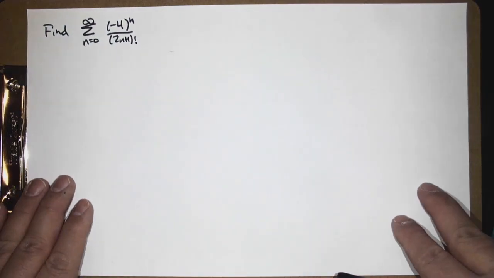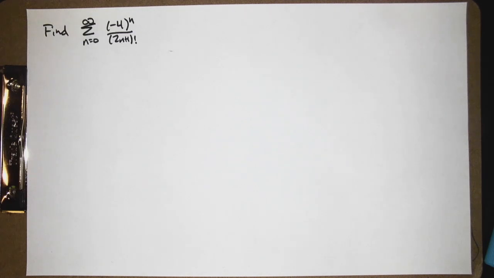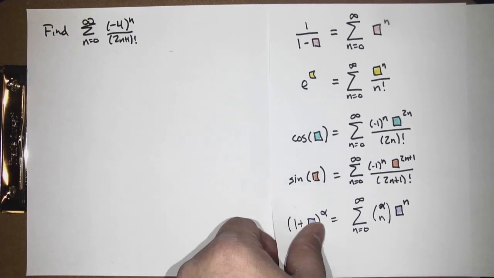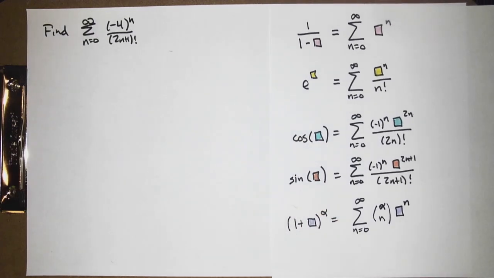Find the following. The sum, n equals 0 to infinity, negative 4 to the power n over 2n plus 1 factorial. All right. Well, not so clear how to begin, perhaps. This is a case where we say, maybe we can think about our Taylor series, and we play a game. If I were a Taylor series, what kind of Taylor series would I be, and why?